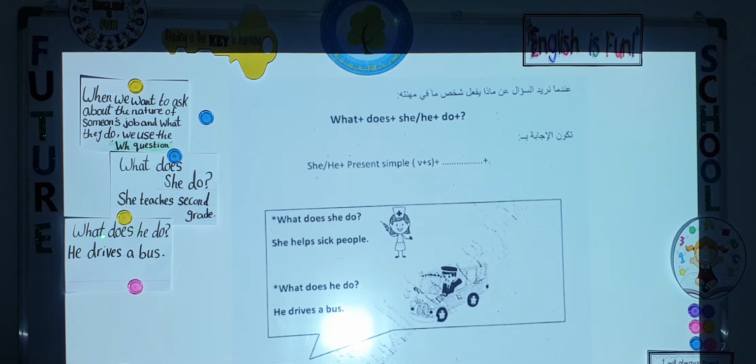Another example, what does he do? He drives a bus. Drives here is present simple.